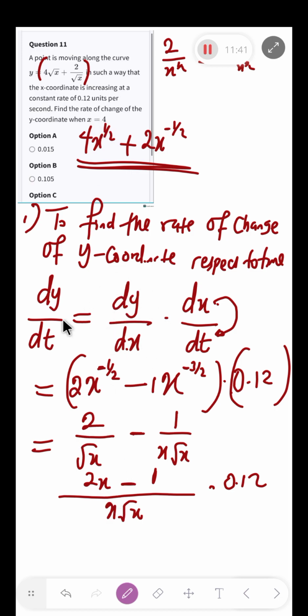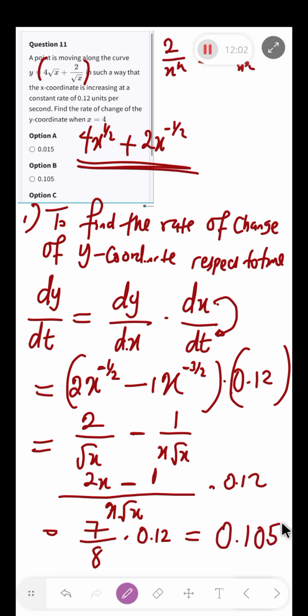And then when x equals 4, you have 2 times 4, that's 8. 8 minus 1, that's 7 over 4 root 4. And that's 4 times 2, that's 8, times 0.12. If you use a calculator to do this, 7 over 8 times 0.12, the result will be 0.105. Please take note of this explanation. Option B is correct for this question. Now let's move straight to the next question.